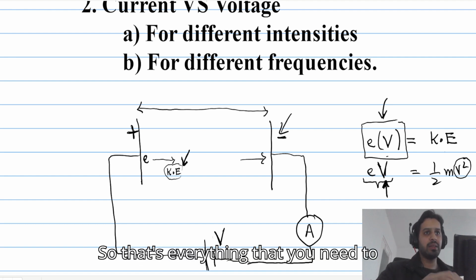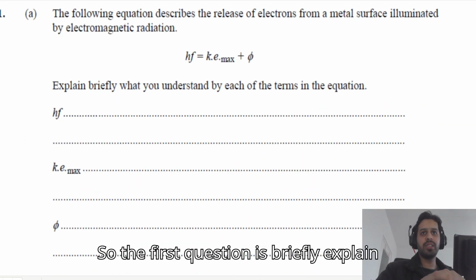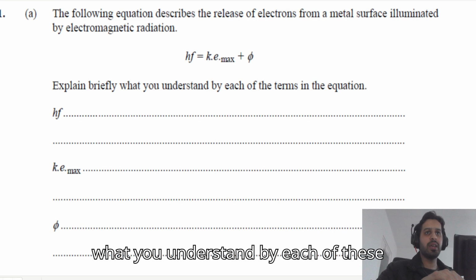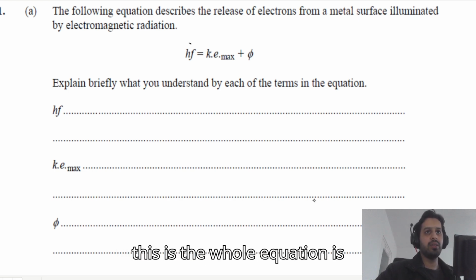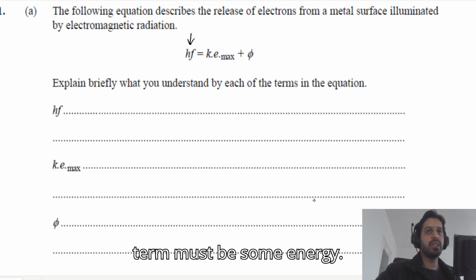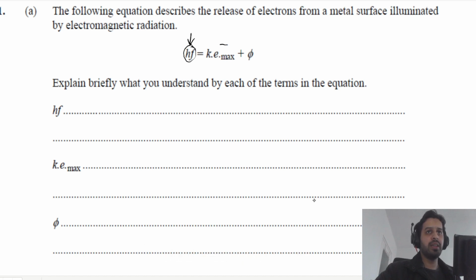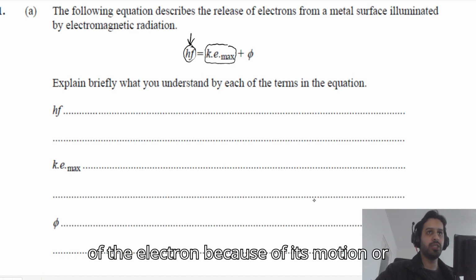So that's everything that you need to understand to answer these questions. Let's see. The first question is, briefly explain what you understand by each of these terms in the equation. We know that the whole equation is conservation of energy, so each term must be some energy. hf is the energy of the photon. Kinetic energy max is the kinetic energy of the electron because of its motion or velocity.